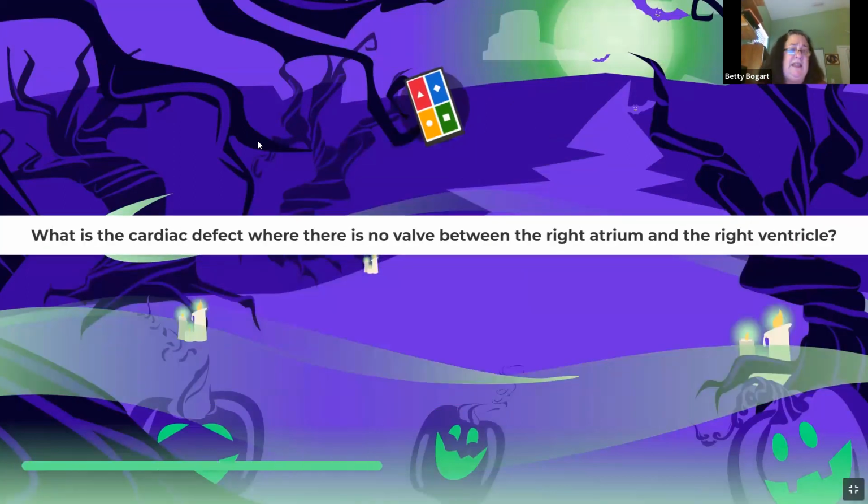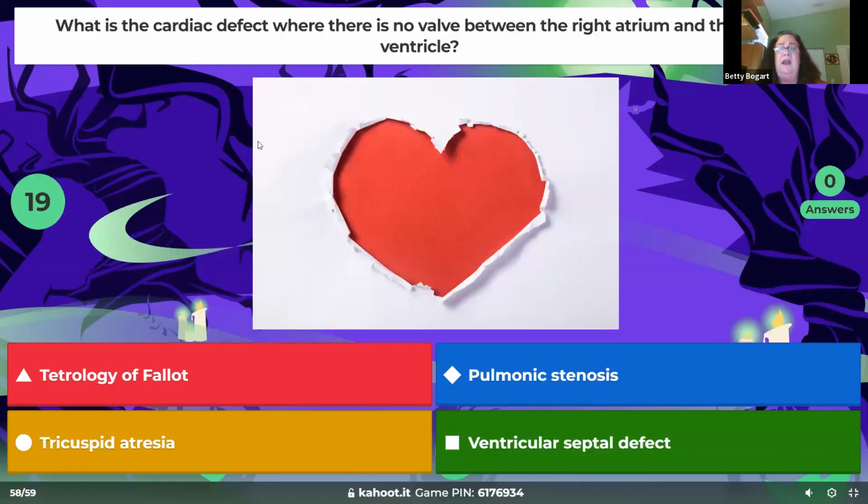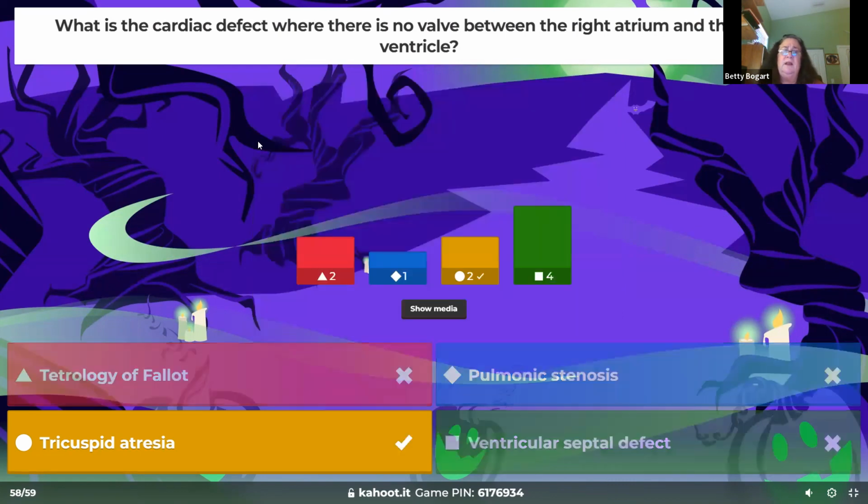What is a cardiac defect when there's no valve between the right atrium and left ventricle? So the right atrium, right ventricle, what's supposed to be there? Start with it there and you got your answer. Right atrium, right ventricle, what's in between there? And there's nothing there. And remember, when there's nothing there, it's called an atresia, no opening. So it is a tricuspid atresia.